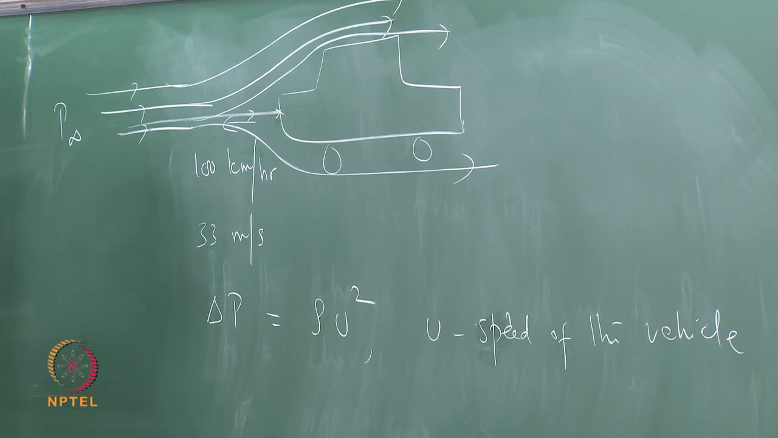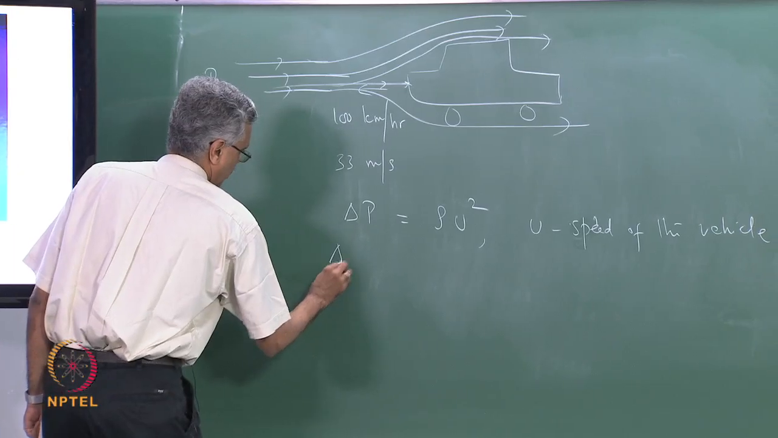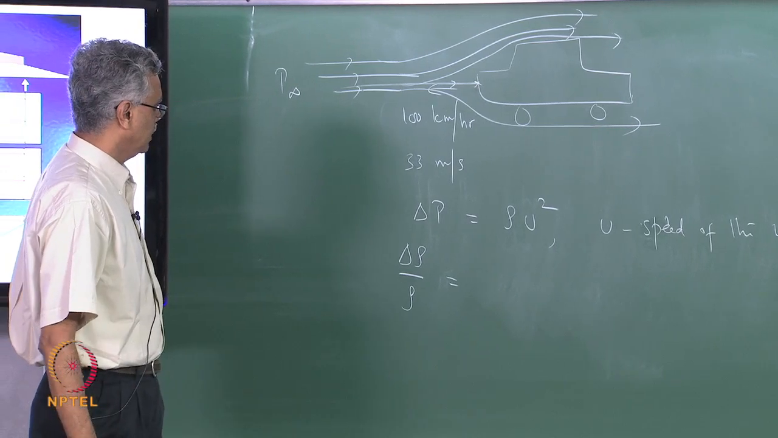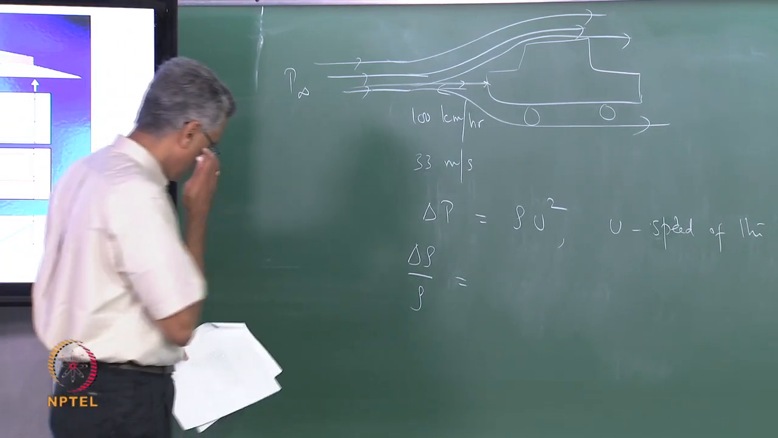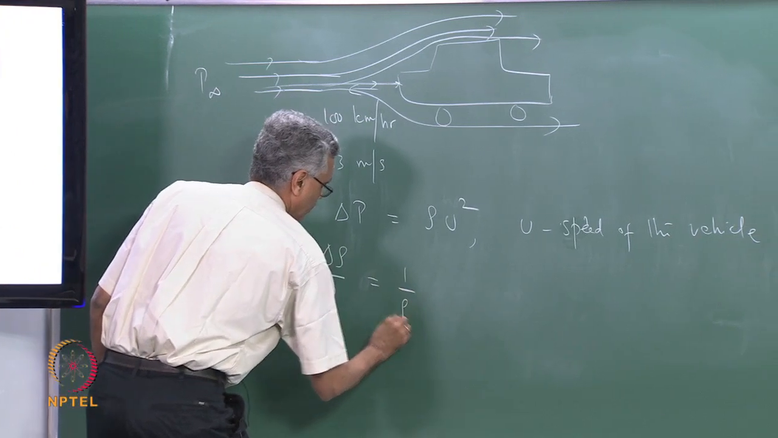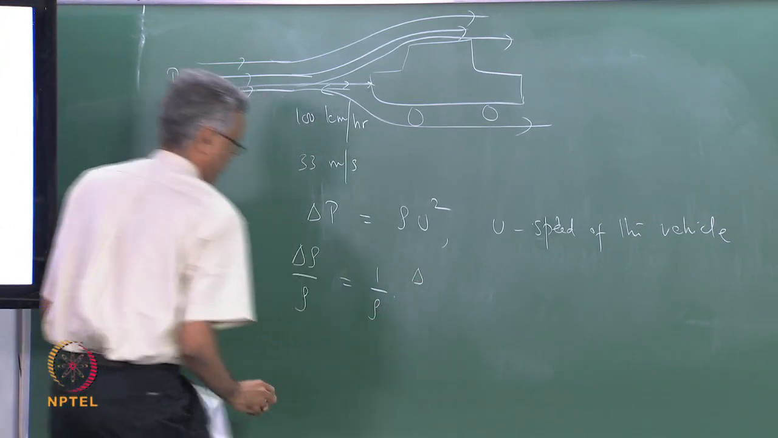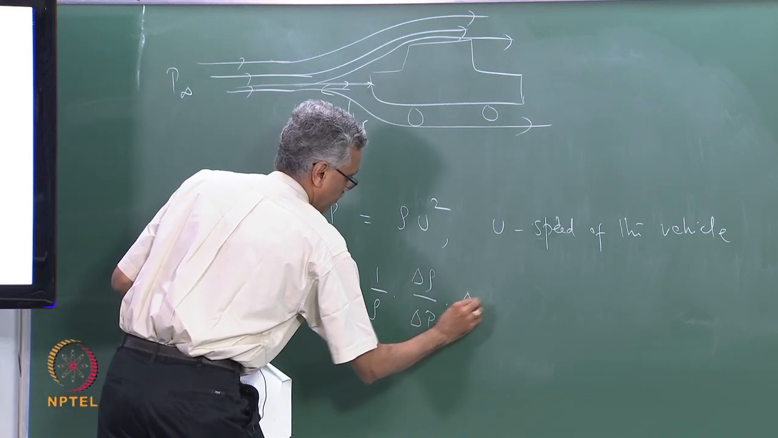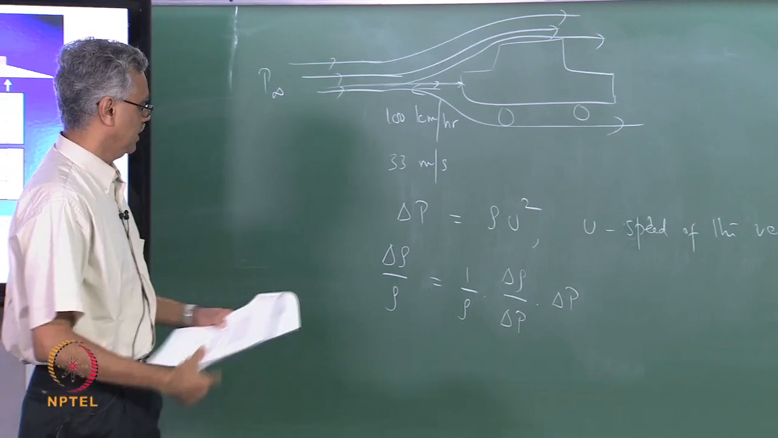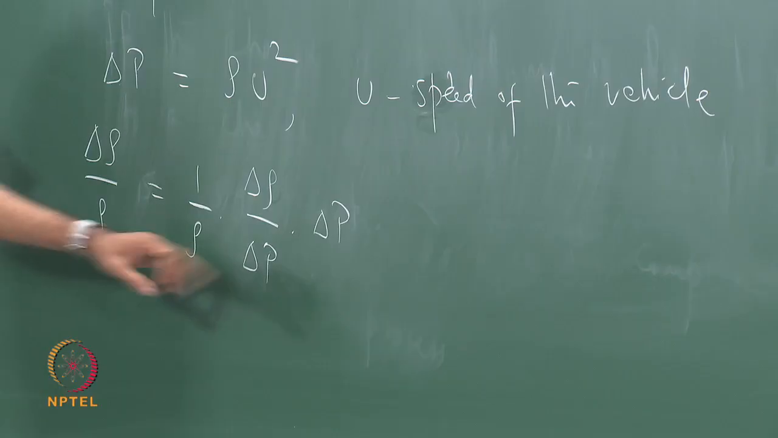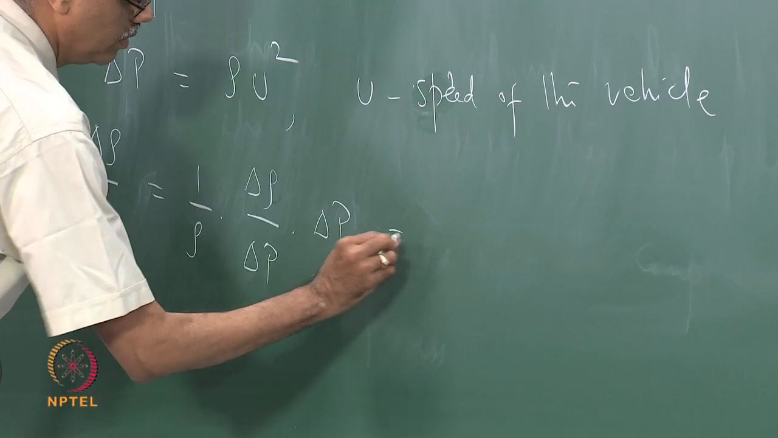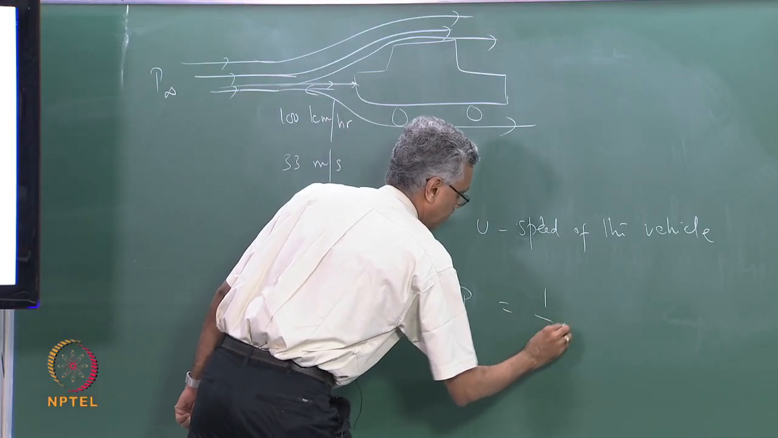Now if I look at change in density, for example, change in density over unit density, I can write this quantity as follows. Right, I multiply and divide by a delta P, and I can write this quantity like this. So if I substitute for delta P, I get the following.